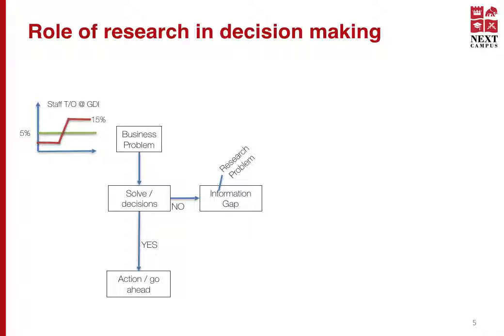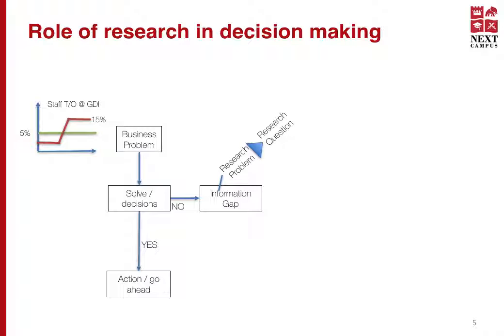Now let's go back one step. What is our business problem? Our business problem is our staff turnover is 3 times higher than the industry norm. But what is our research problem? Our research problem is we do not have information about why there is staff turnover in this company. So our research problem is presented as an information gap.